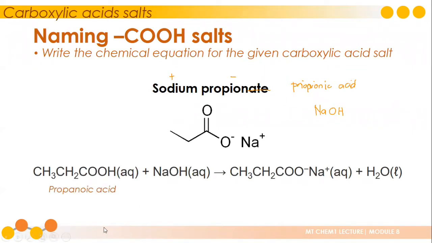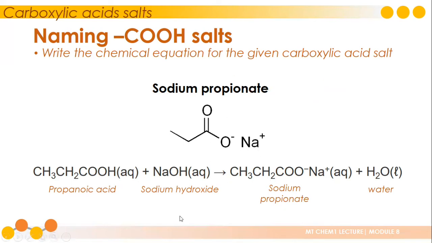So we have here propanoic acid, which is our IUPAC name, because propionic acid is our common name. As I've said in the past discussions, we usually use common names in naming carboxylic acids. So its IUPAC name is propanoic acid, and the base that we use is sodium hydroxide to produce sodium propionate and water. Right? Hopefully you got our exercise. Let's try another one.